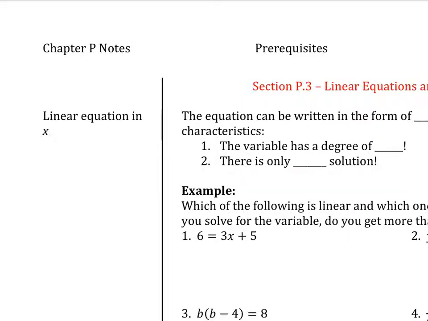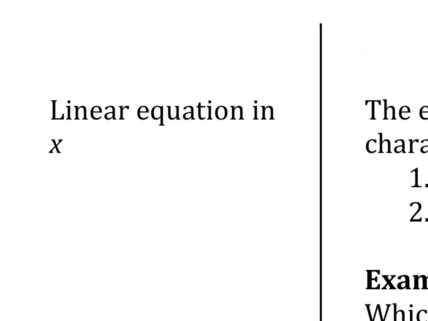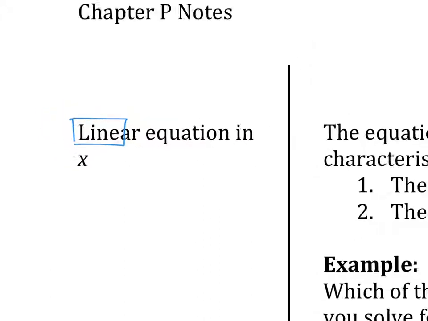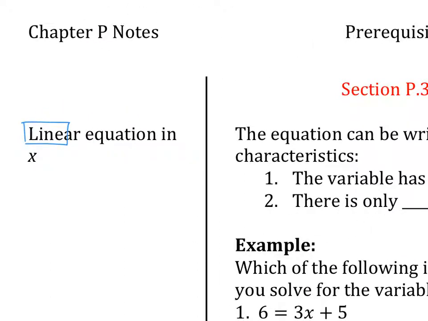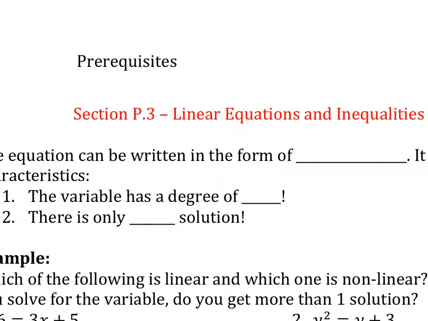All right, section 3. So we talked about this last year, linear equation. We said the key word in the word linear is what? Line. So basically, a linear equation is going to give you a straight line. And there are some key characteristics of a linear equation. First, the equation can be written in the form of y equals mx plus b. So all the lines can be written in y equals mx plus b.